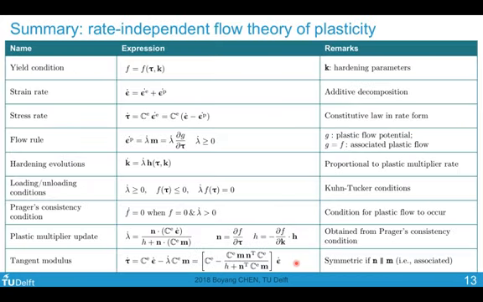In summary, we have covered the theory of plasticity in a rate-independent format. We started with the yield condition. There we introduced the von Mises yield criterion, and for generality we have included the hardening parameters. Then we have the strain rate and the additive decomposition of the strain rate into elastic and plastic parts. We have the stress rate, and this constitutive law is in rate form.